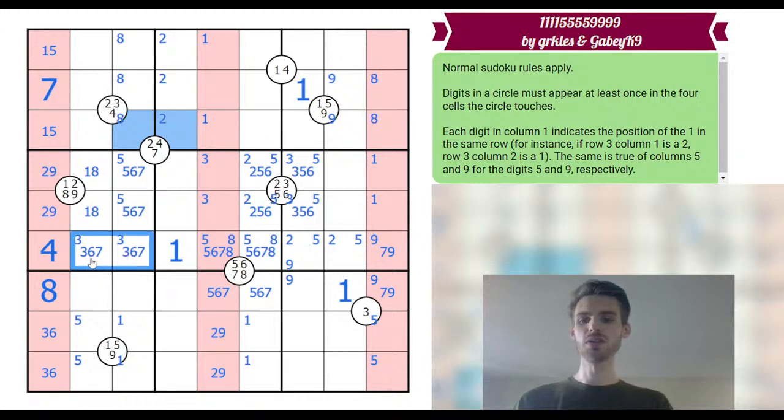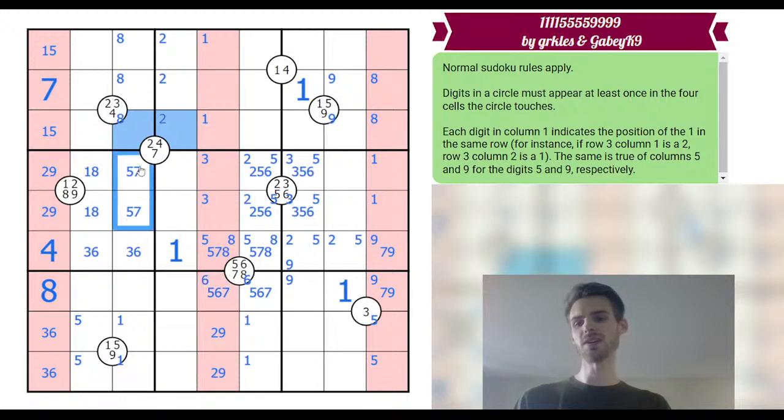Oh, this is really weird. Could this not have a 6 in it? If this didn't have a 6 in it, it would be 3, 7, which means that this would not be 7, so there'd be a 7 in here. But then these two cells would both be 9, because they would both see a 7. That is very weird. So this is a 3, 6. How odd. So there is a 6 down here. And there's a 5, 7 here.